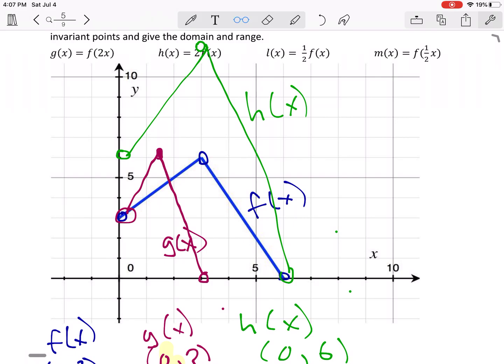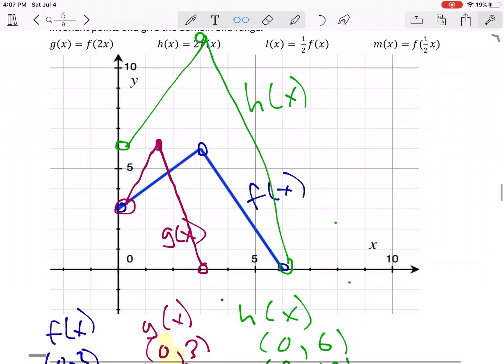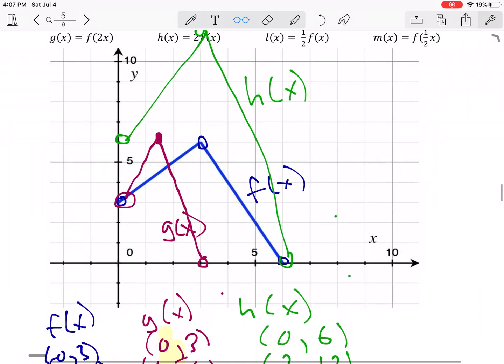Okay, let's do the other two, l(x) there.